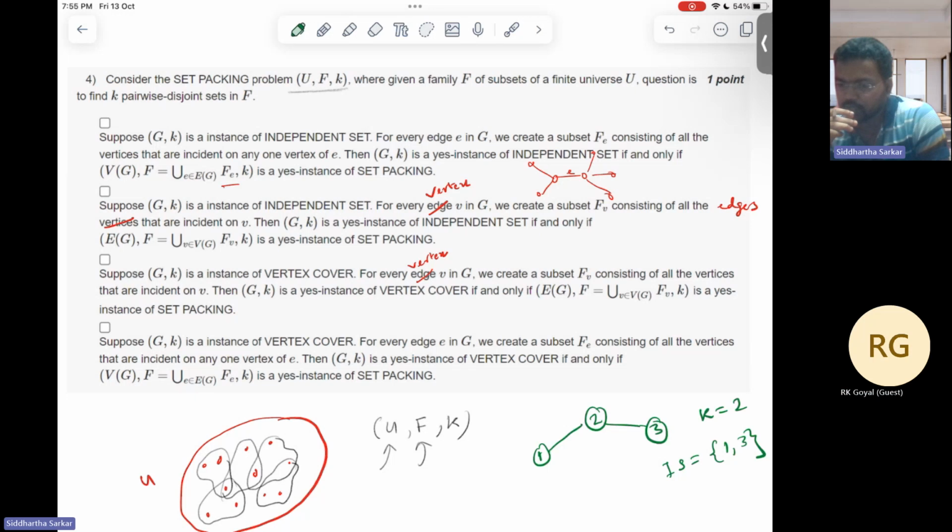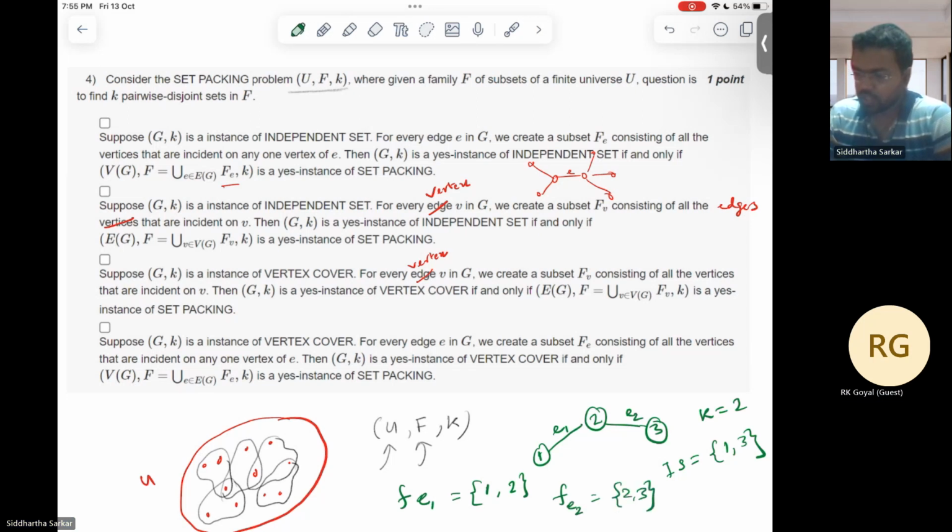But does there exist a set of two families which are disjoint? Now, how many families are there? For every edge, there is a family. Let us say this is edge E1, this is edge E2. So the family corresponding to E1 is all the vertices which are incident to either vertex 1 or vertex 2. So 1 is incident to 2, 2 is incident to 1. This is the family corresponding to E1. And there is a family corresponding to E2, which is 2 and 3. Now, there is no other family. This is one family, and this is another family.